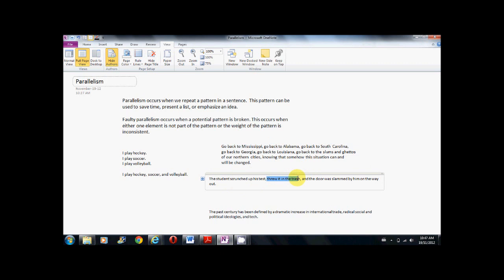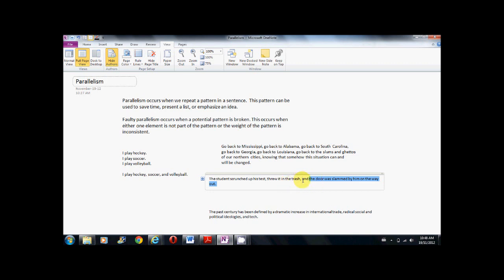We have "threw it in the trash," which again starts with another verb, a phrase, a group of words together. So the reader needs to see that maintained. Instead, what we have here is a clause: "The door was slammed by him on the way out." So it's starting actually with the subject of a clause, the door. And while the idea by itself makes sense, it doesn't flow with the rest of the sentence.